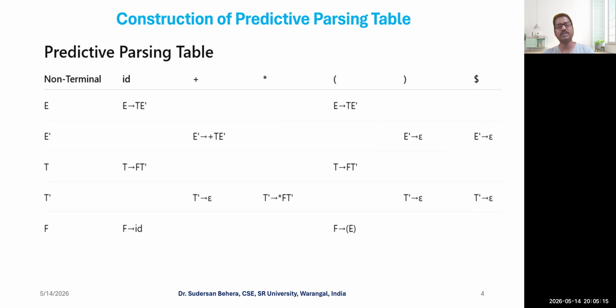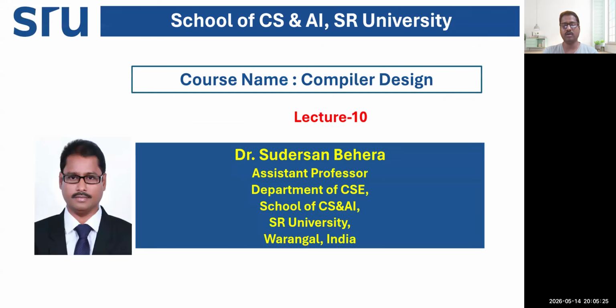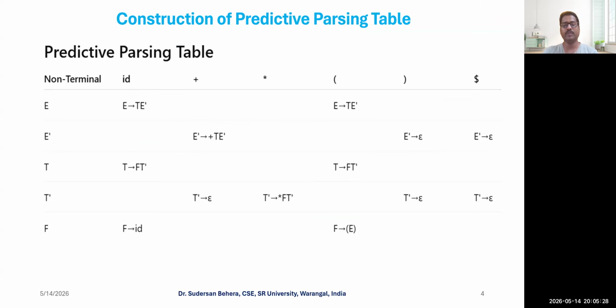Next, how to design the predictive parsing table. To design the predictive parsing table, the rule has already been discussed. The rule is: if A derives alpha is a production, and small a is in the first of alpha, then M, the parsing table, M of capital A comma small a equals A derives alpha.